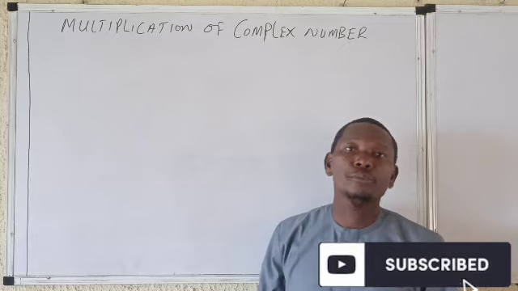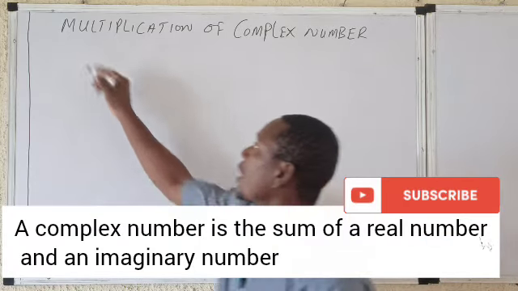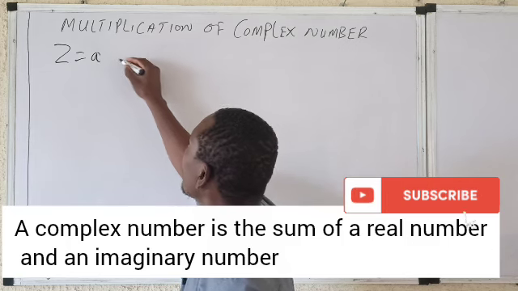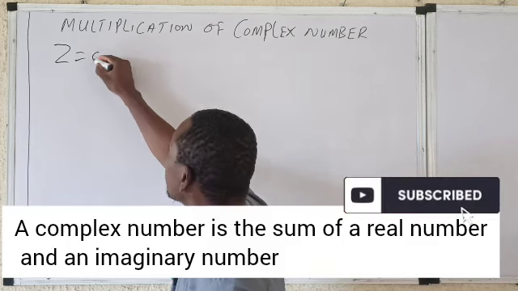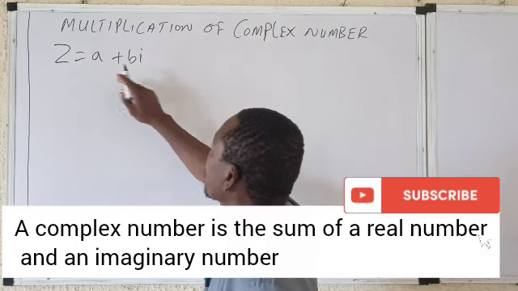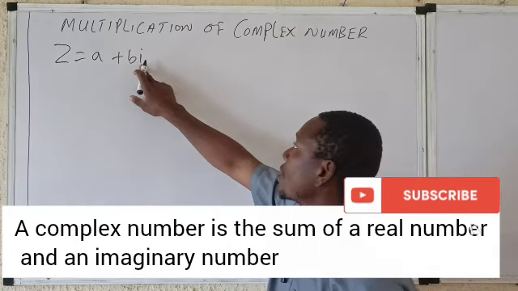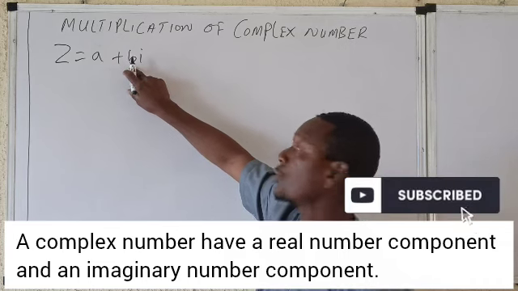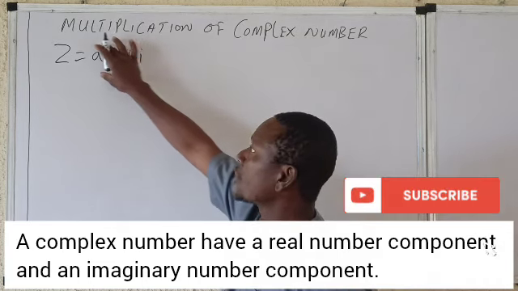Now remember, we made mention of the fact that complex numbers are numbers that have a real component, which I will represent with a, and an imaginary component, which I will represent with bi. This is the real component, this is the imaginary unit, and this is the coefficient of the imaginary unit. So this is the imaginary component, and this is the real component.